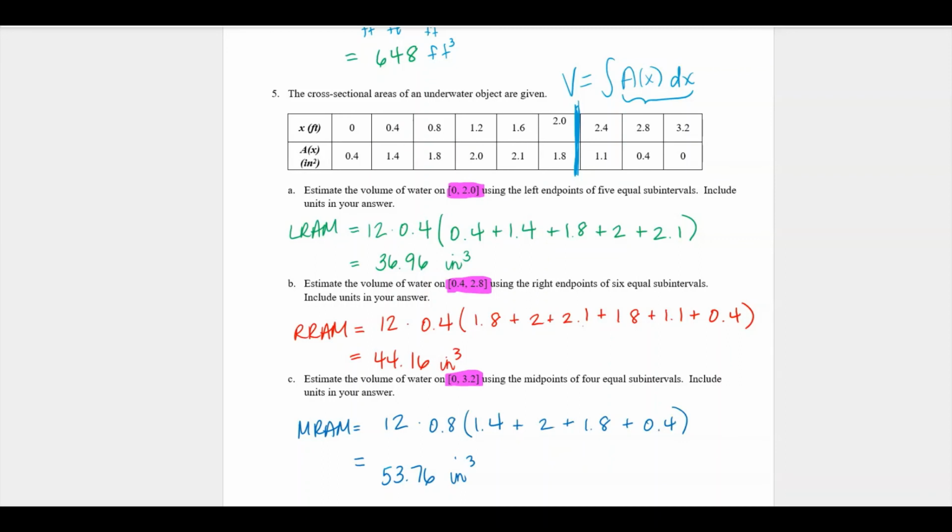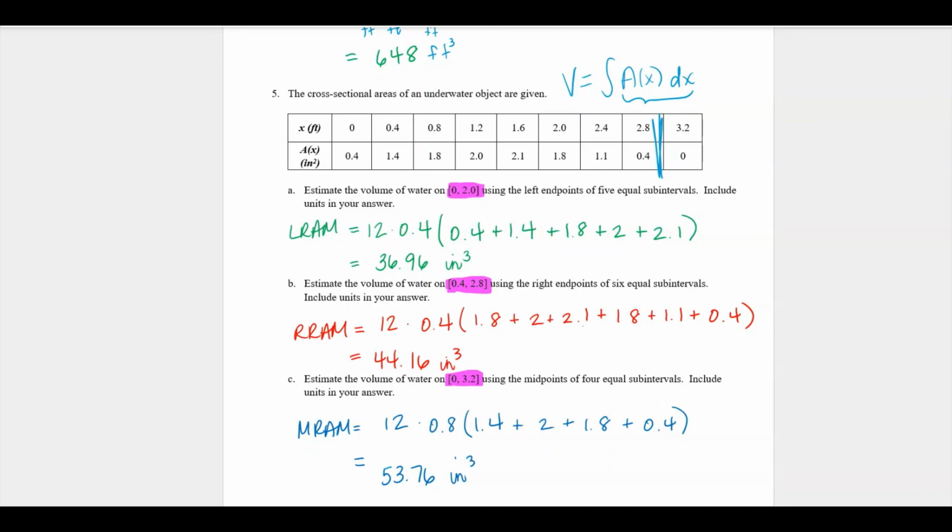The next question, part B, estimating the volume of water on 0.4 to 2.8. We're using this section of numbers. It is asking for RRAM, so we use these values, cross off this one, and every single one of these intervals is 0.4 thick. And there's our 6. Just in this example, likewise, we multiply by 12 to convert into inches, and then this represents inches squared.